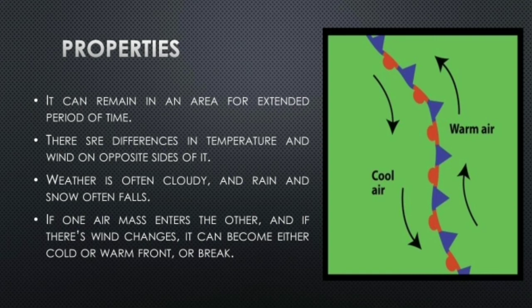Third, the weather along the stationary front is often cloudy, and rain and snow often fall when there is a lot of water vapor in the warmer air mass, and especially if the front is in an area of low atmospheric pressure. Last property is that if one air mass enters the other, then it will change into either a cold or a warm front, and that stationary front will now be classified as moving.